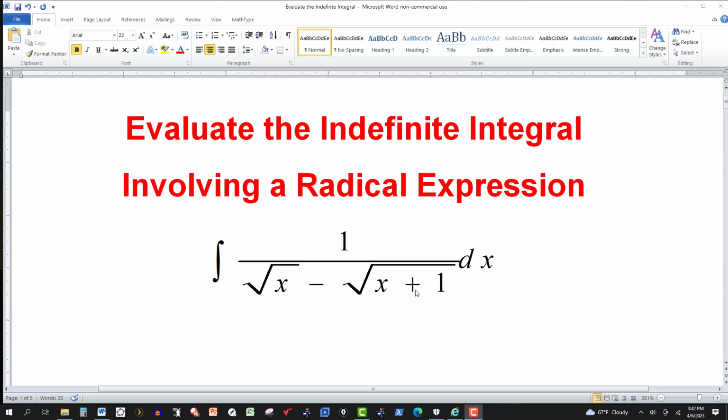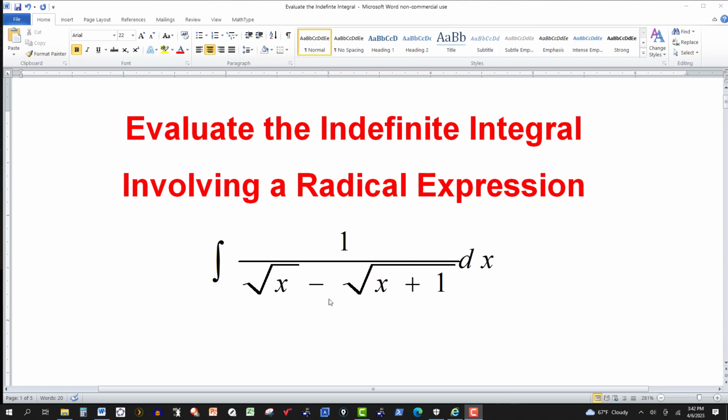Anytime you have a radical expression in the denominator, depending on what type you have, you could use a trig substitution. But if you see the trig substitution is not going to work, I would always try to simplify it. In this case, rationalize the denominator and see what happens.